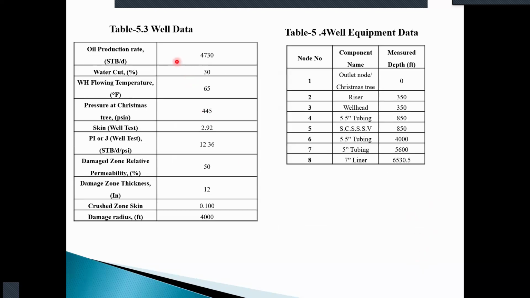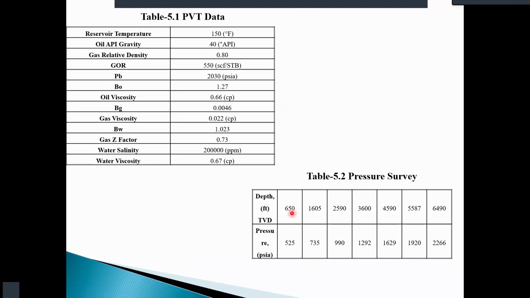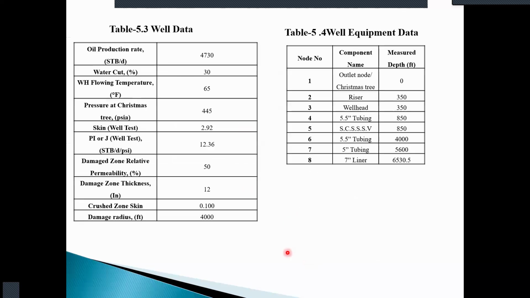So well data: current production rate is 4730 STB per day. Water cut is 30%. It is more. Wellhead flowing temperature is 65 degrees Fahrenheit. The Christmas tree pressure, the wellhead pressure, is 445 PSIA. You can see at 650 feet it is 525, but at wellhead it is 445, which could be 300 feet, the water depth. Skin is 2.92, it is even more, 3. The PI is 12.3, it's also good.